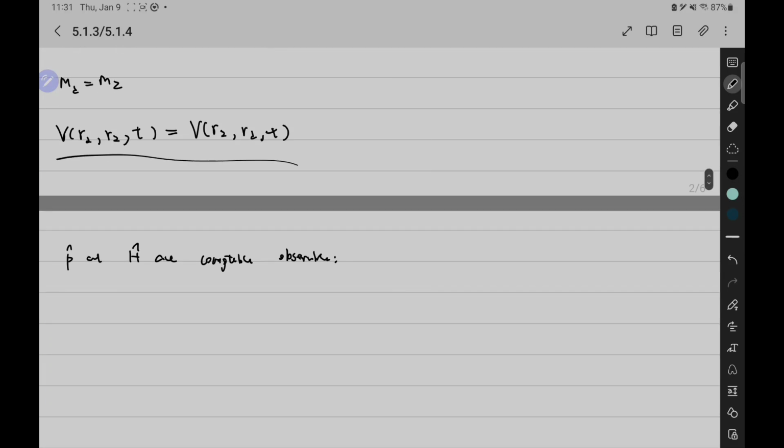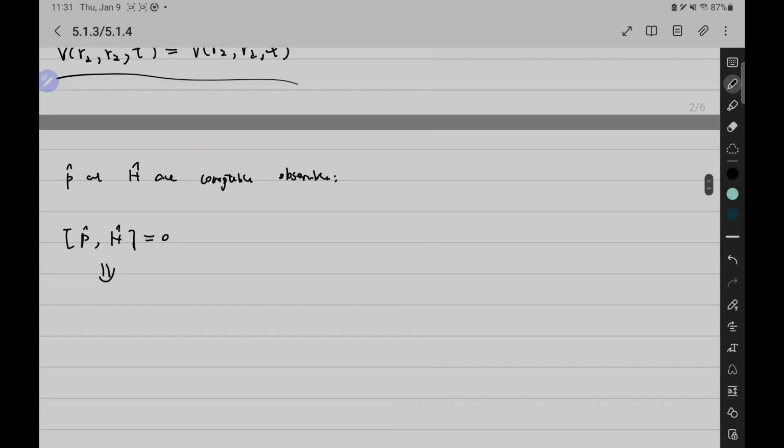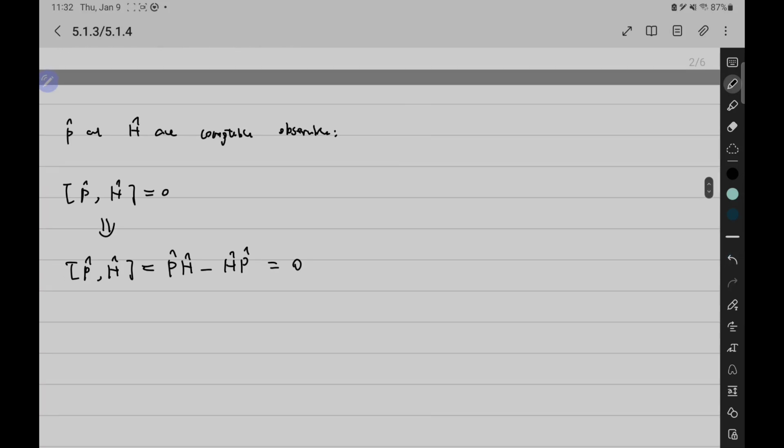In other words, PH is equal to 0. So what does this mean? Well, if you expand this, this really means pH minus HP is equal to 0. So the commutator here measures how our exchange operator and the Hamiltonian interact.